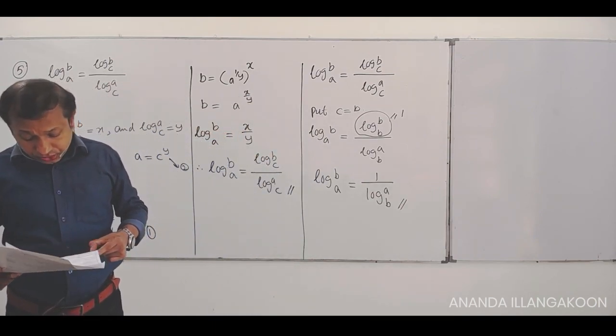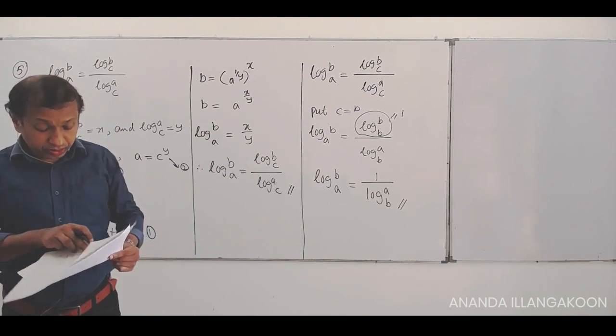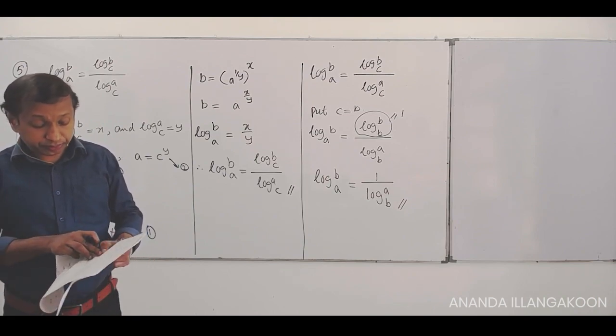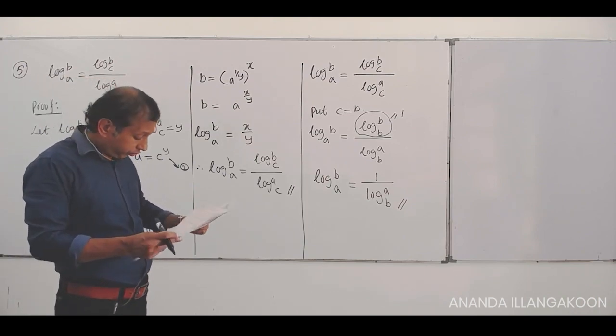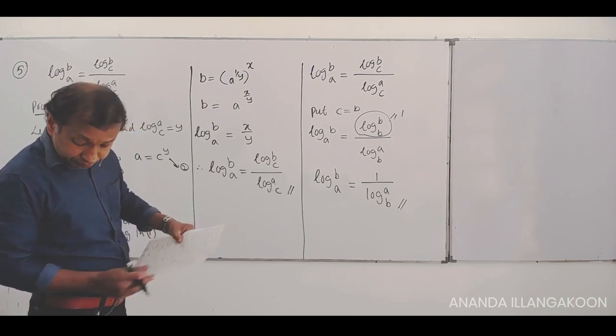Right. Now the next part is given this way. Log 27 to the base 12 is equal to a. Right.